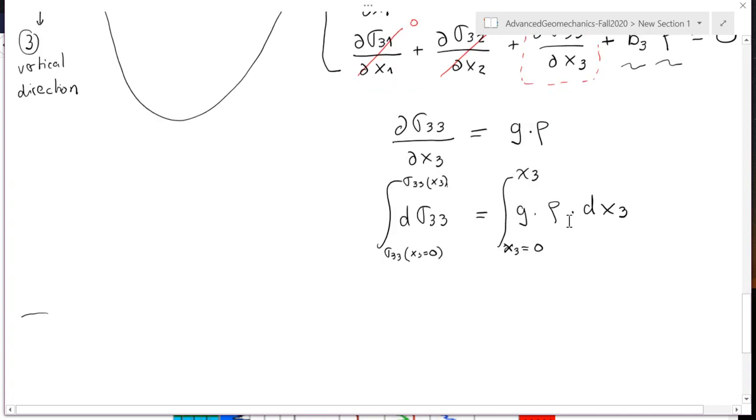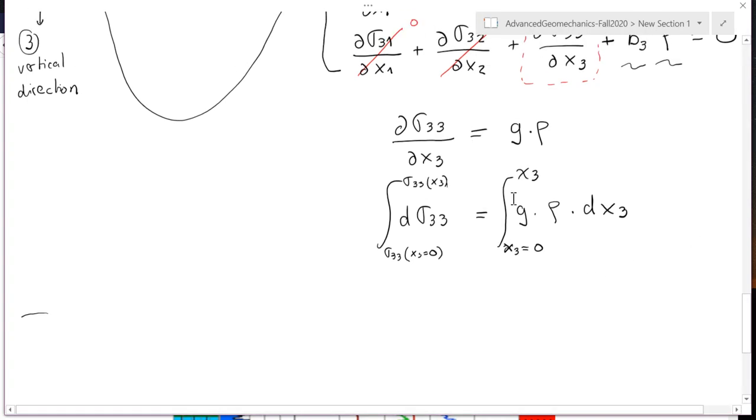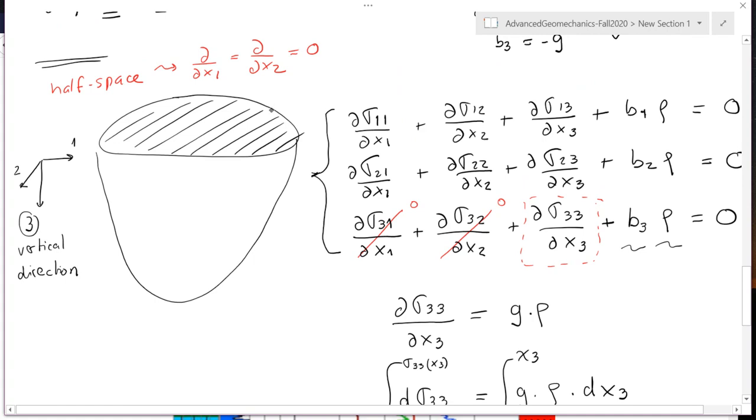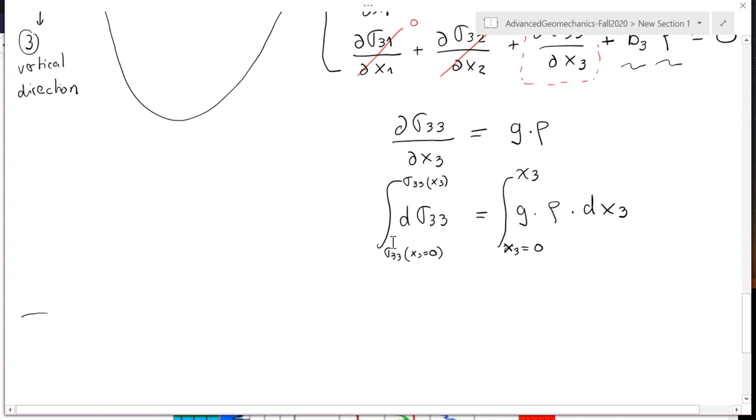So this is a very easy integral, and if I assume that the stress on the surface is equal to 0, so we're going to assume that this is also a free surface, and therefore sigma 33 at x3 equal to 0 is 0, then this integral is going to be simple. It's just going to be sigma 33 at x3, and the integral of this is going to depend. Let's start now with just a general case. If I go from 0 to x3, gravity, we can assume that's a constant.